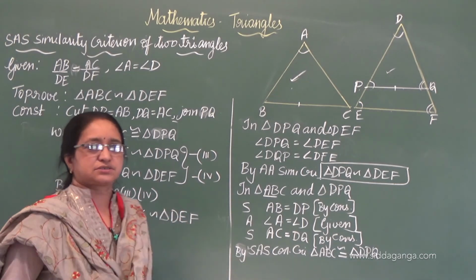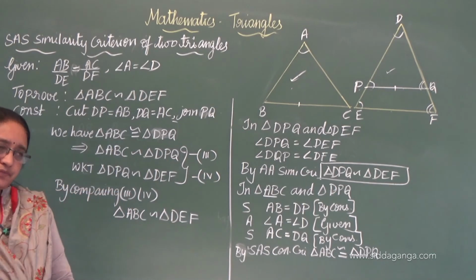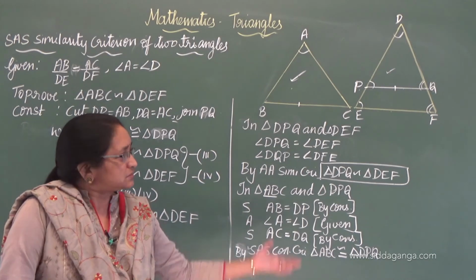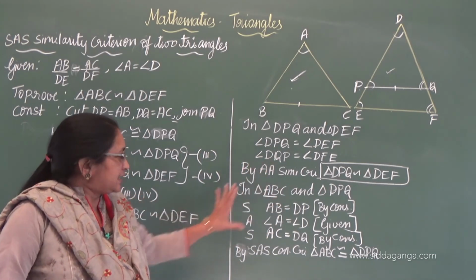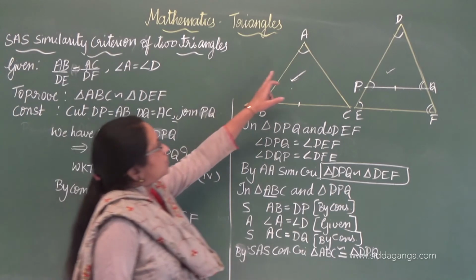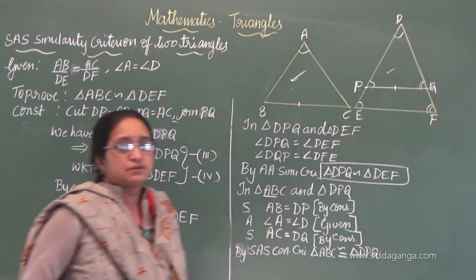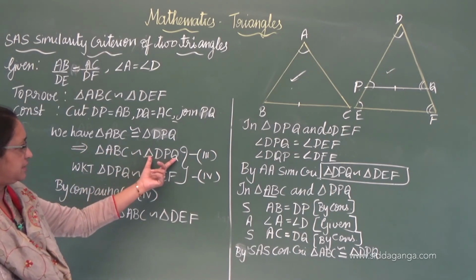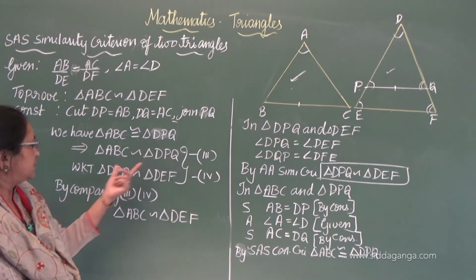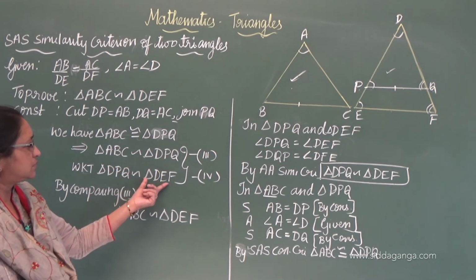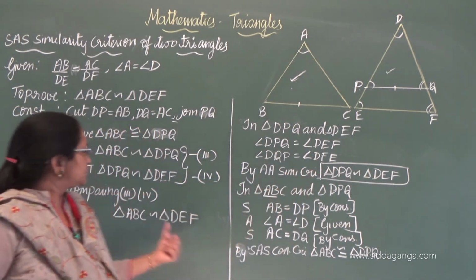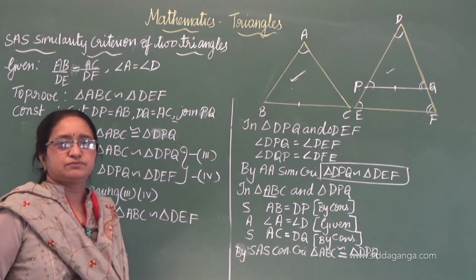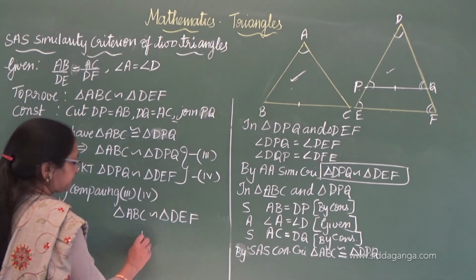I think this theorem is quite easy because you had followed the previous one. If you follow the same procedure somewhat, only the end differs. Since we already have angle A is equal to angle D, it's easy for us to do. See here, ABC is similar to DPQ, then DPQ is similar to DEF, we proved here. So therefore ABC is definitely similar to DEF, hence proved.